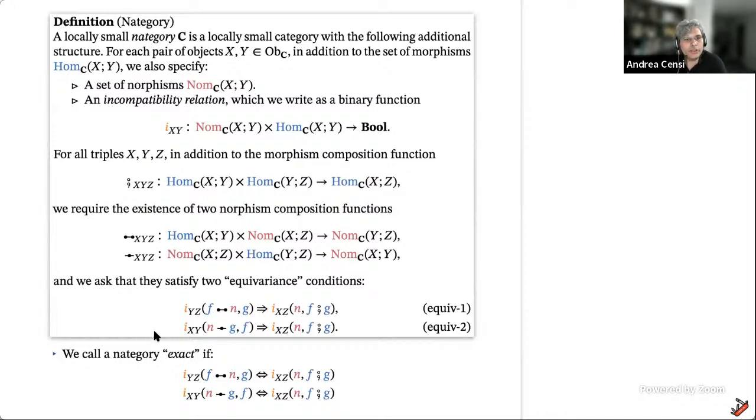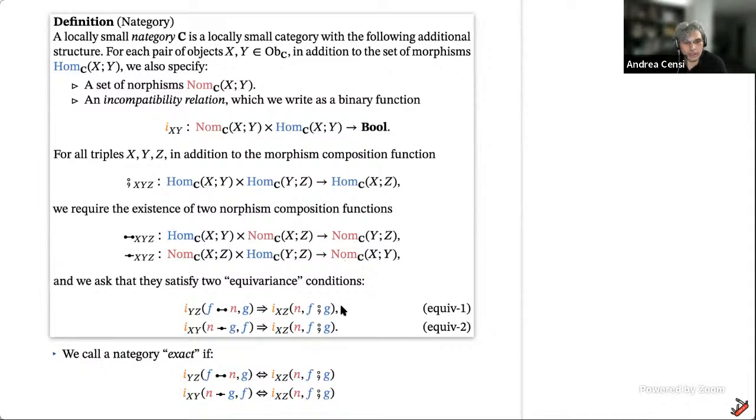This is the definition that I put forward of nategories. And so this is a locally small nategory. It's a locally small category with some additional data. Right? So for each pair of objects, X and Y, in addition to the hom-set, we also need to specify a nom-set, a set of norphisms. And we need an incompatibility relation from norphism to morphism, which we write as a binary function. Now, for all triples, X, Y, Z, in addition to the morphism composition function, we require that there are also these norphism composition functions. And each of those takes a morphism and a norphism and gives you a norphism.